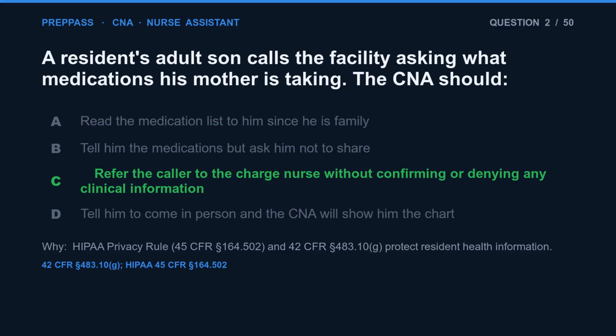The correct answer is C. HIPAA Privacy Rule, 45 CFR Section 164.502, and 42 CFR Section 483.10(g) protect resident health information.